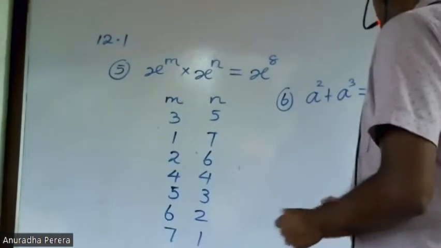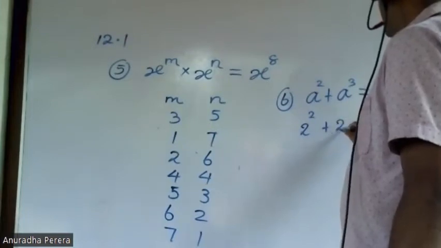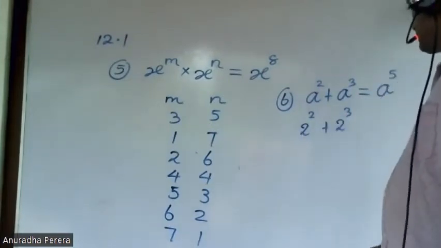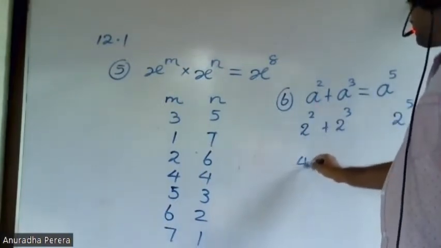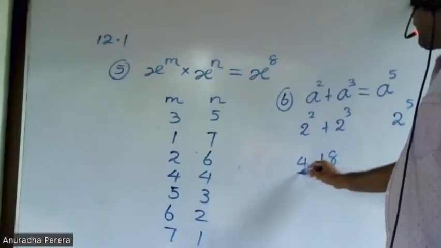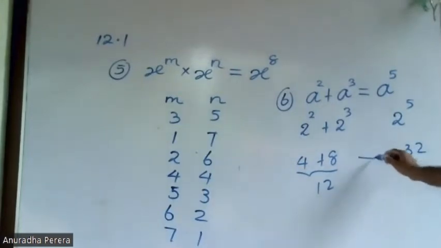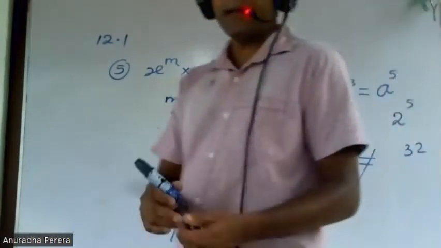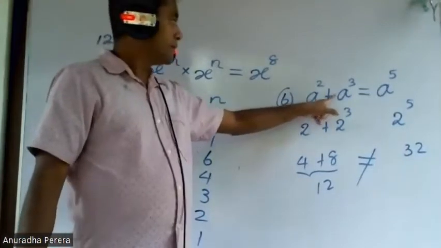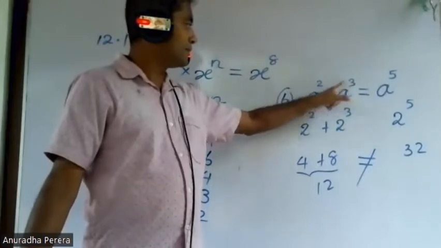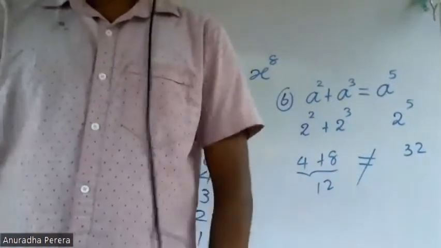If you consider a as 2, this one is 2 to the power 2, and this is 2 to the power 3, and that is 2 to the power 5. 2 to the power 2 is 4, 2 to the power 3 is 8. The sum is 12, but this one is 32. These two are not equal, so it's obvious. If this one is multiplication, this is correct. A to the power 2 into a to the power 3 is equal to a to the power 5.